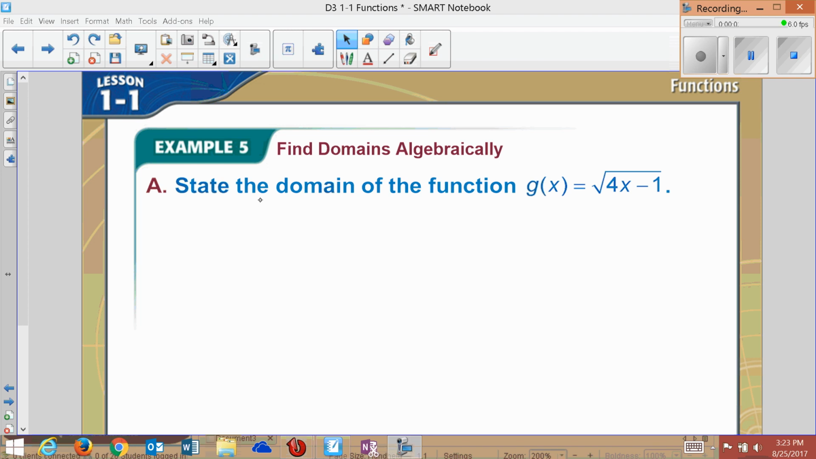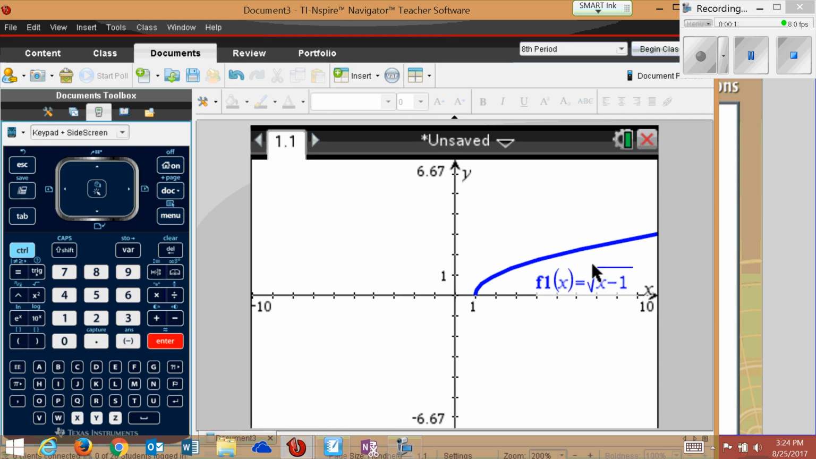Now we're going to look at how to state the domain of a function. Here we're going to look at the function g, which is the square root of 4x minus 1. What we can do is we first go over to the calculator and I'm going to graph it. So I have it graphed here.